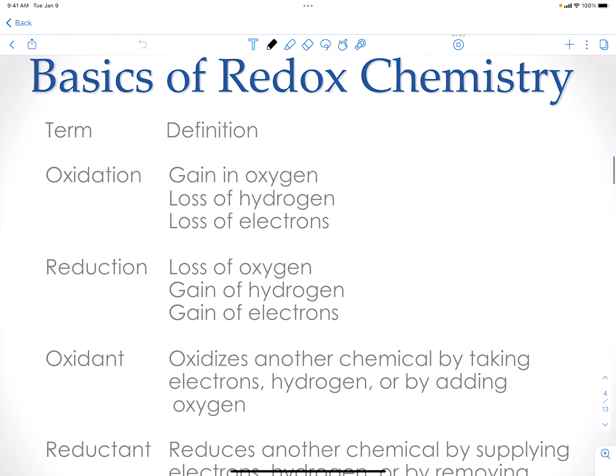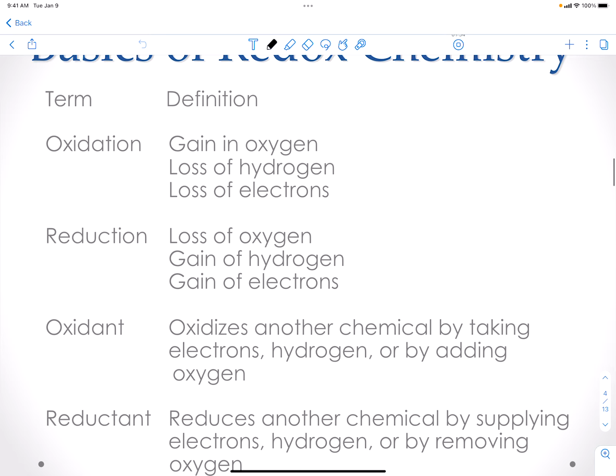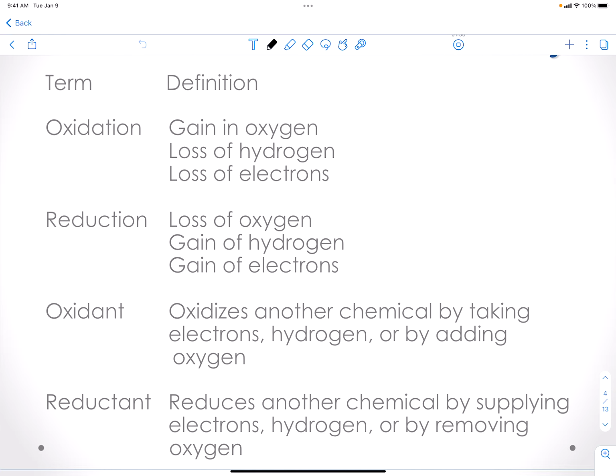Now, just in general, some terms. So we have oxidation, which we know is a gain of oxygen, or it can also be a loss of hydrogen or a loss of electrons. Whereas the reduction is the opposite. It's the loss of oxygen or a gain of hydrogen or a gain of electrons. So in essence, an oxidant will oxidize other chemicals by taking electrons in the form also of hydrogen or by adding an oxygen. And then the reductant will reduce chemicals by supplying electrons or hydrogen or by removing an oxygen.